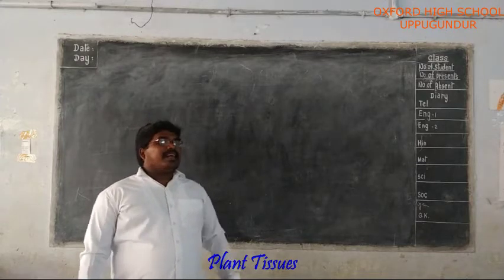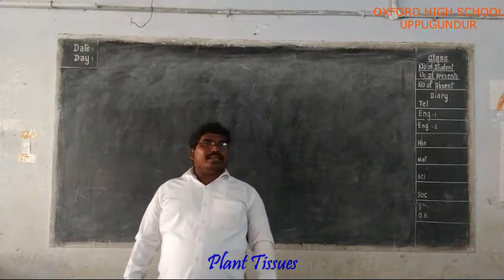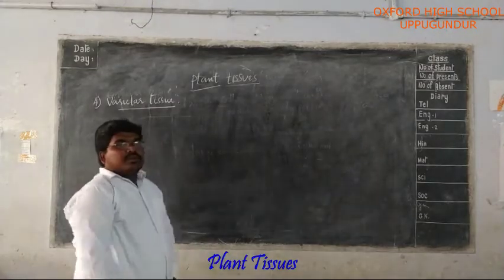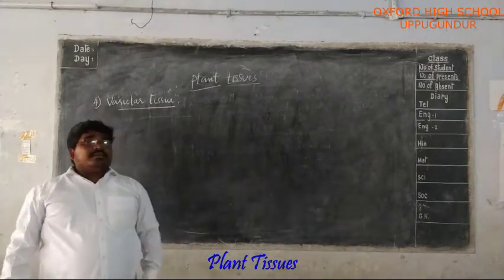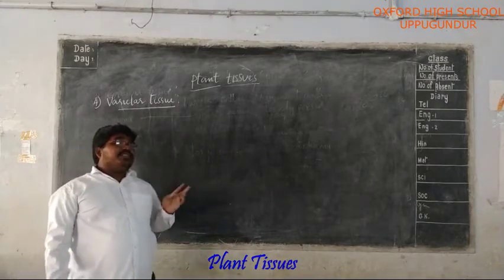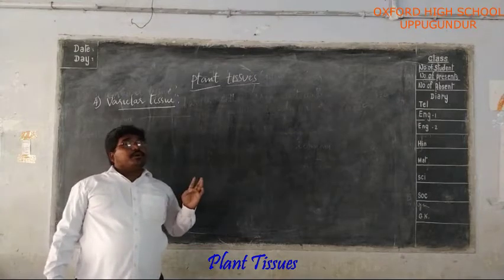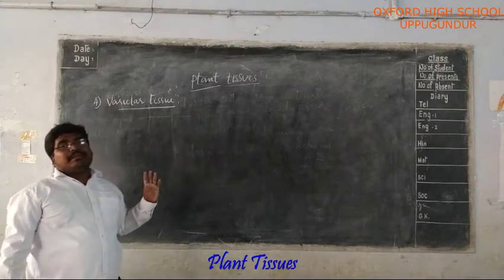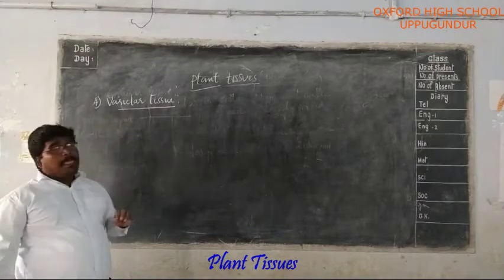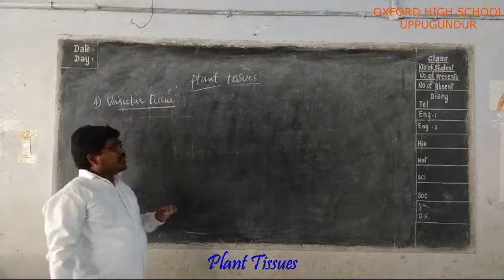So in the previous class, we have already started our new lesson, Plant Tissues. Vascular tissue. This is the fourth tissue of the plant. We have already discussed in the definitions the transporting tissue or conduction of the materials. Transporting of materials or conduction of the materials is called vascular tissues.